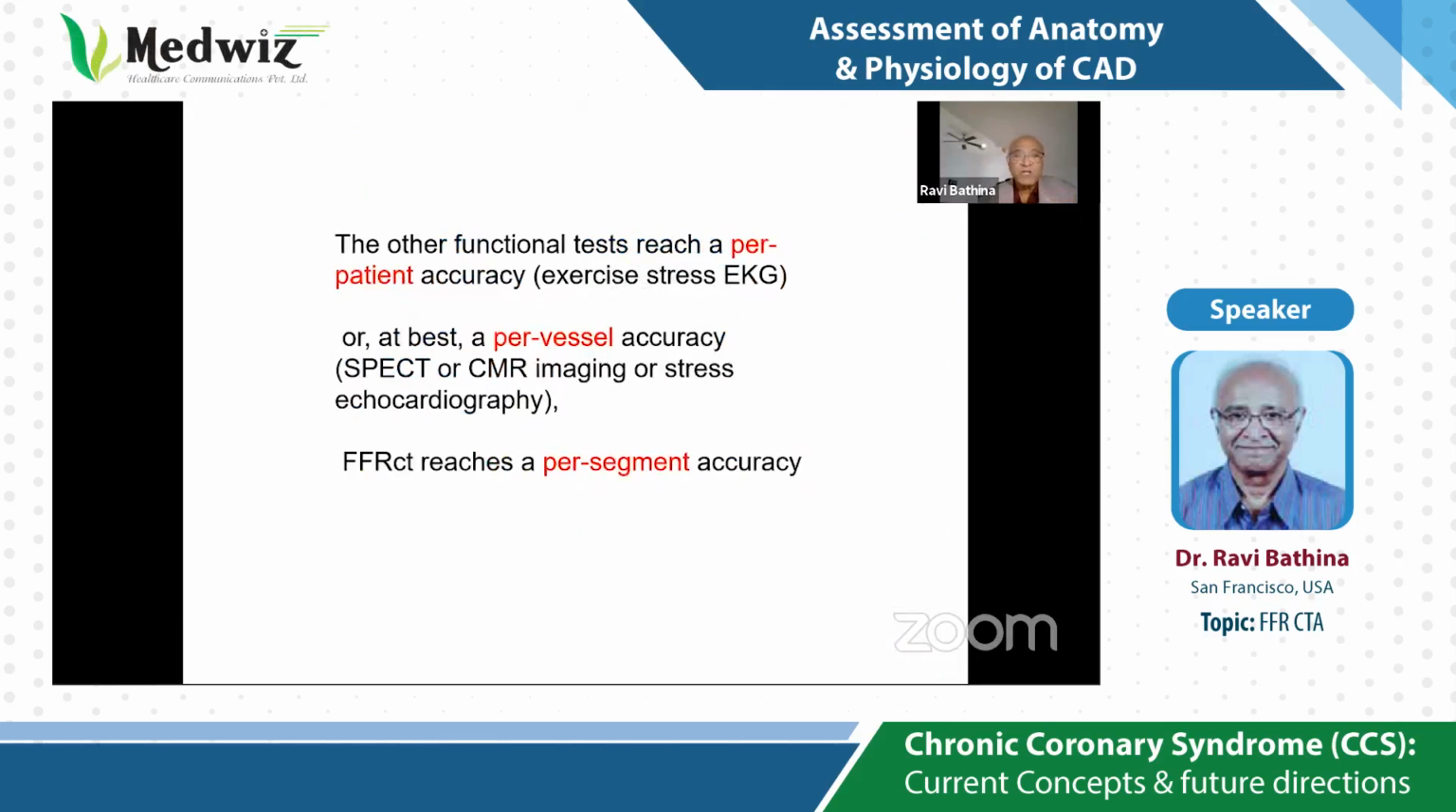This is another interesting point I want to highlight. The other functional tests reach per patient accuracy, for example, stress EKG, or at best per vessel accuracy, like SPECT, CMR, or stress echo. Whereas FFR CT reaches per segment. At each segment, we can find out if it is functionally significant or not.